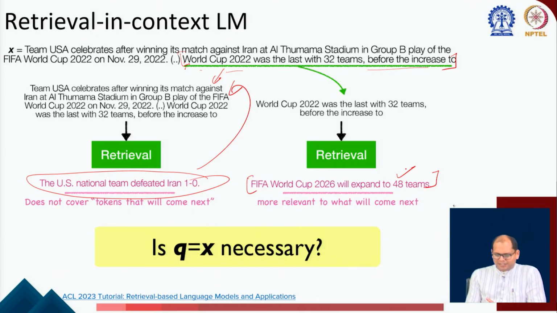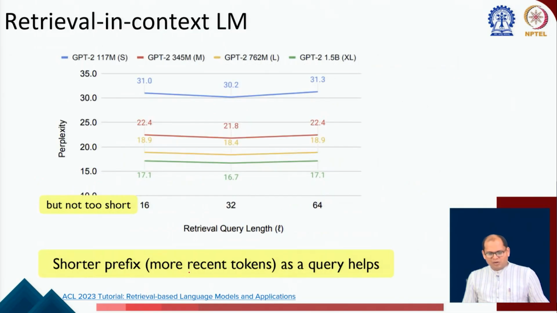That means it is not necessary that my query should be the same as the input. What they found in the paper is that using a shorter prefix, with more recent tokens, is more important. Use the more recent tokens for retrieval as a query, this helps, but it should not be too short. They plotted that if you go from 64 to 32, your perplexity improves; 32 is better than 64, but if you go too short, it again goes up. So you need a sweet spot where you use the previous context, but not too long.